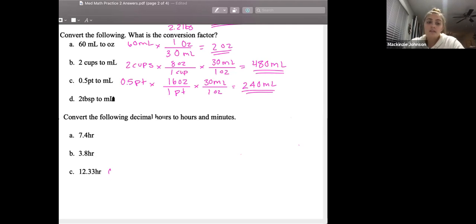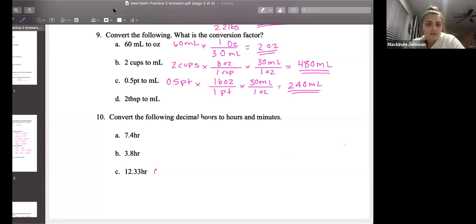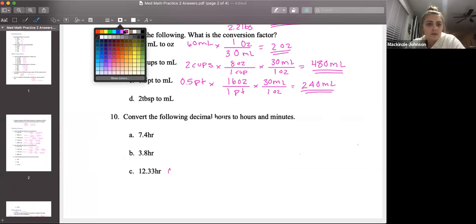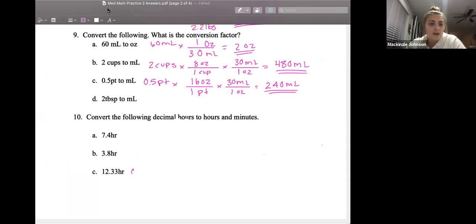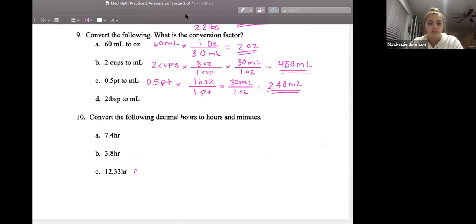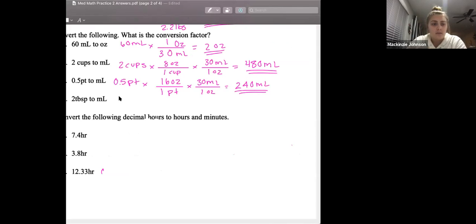So 2 tablespoons to milliliters. Let's see if I can write on it. Okay, so we have 2 tablespoons to milliliters. So we'll come over to our conversion chart, and we know that 1 tablespoon is 15 milliliters. So I'll try to do it the same way that the prior person had done it. I just do it a little bit backwards. So we're starting with 2.